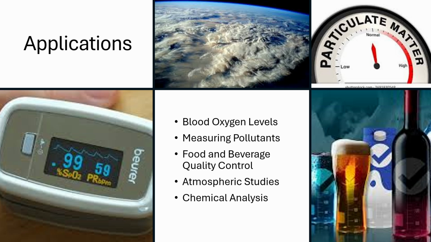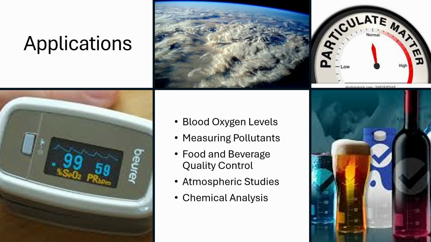Next, you have measuring pollutants. Environmental monitoring often relies on spectroscopic methods based on Beer-Lambert's law to determine the concentration of pollutants in water and air. For instance, the law helps quantify the levels of harmful chemicals like benzene in drinking water or mercury in the air, aiding in compliance with environmental regulations and public health safety.